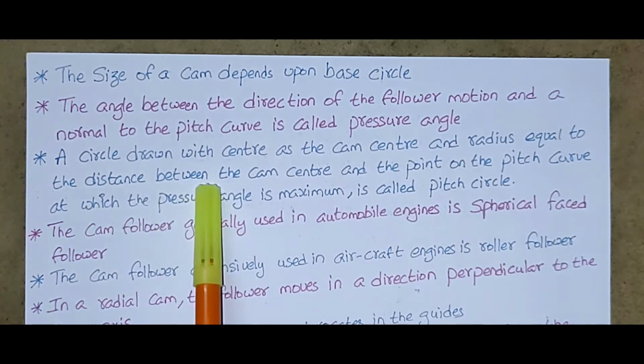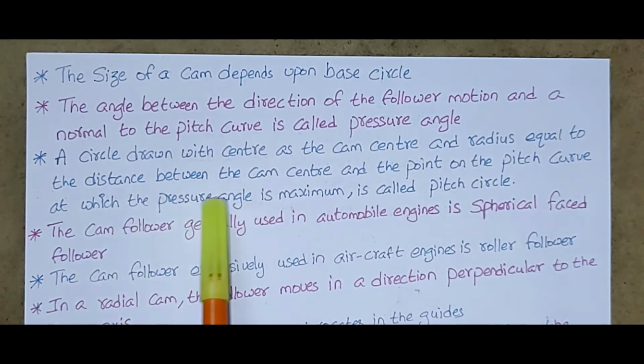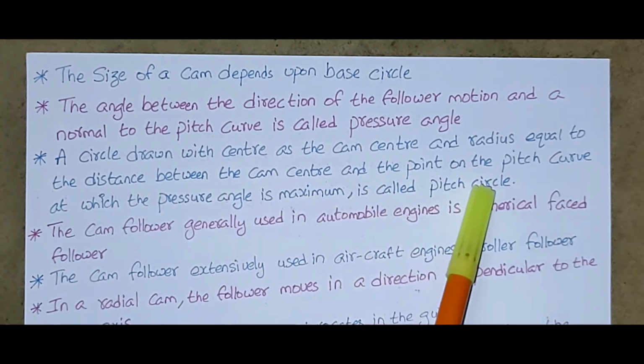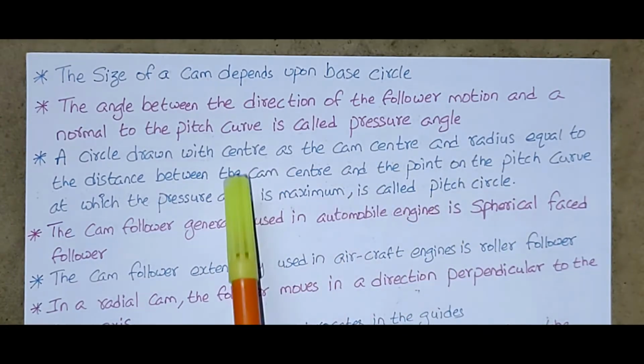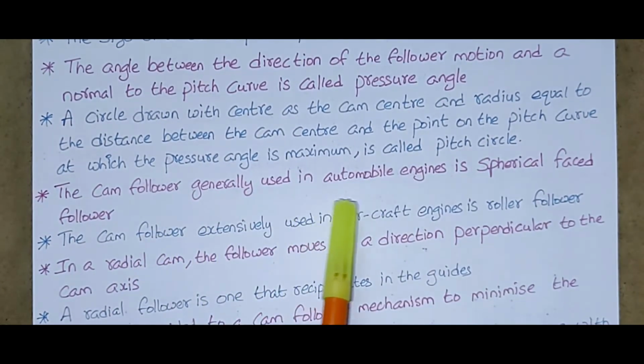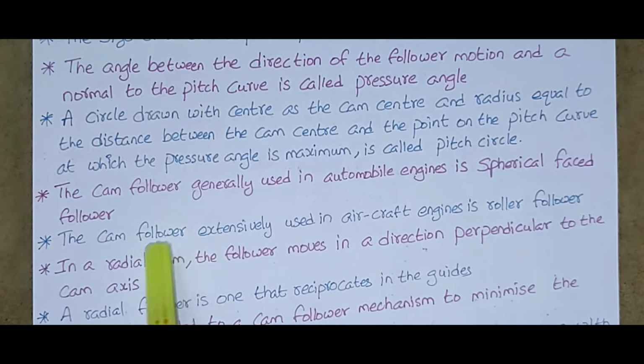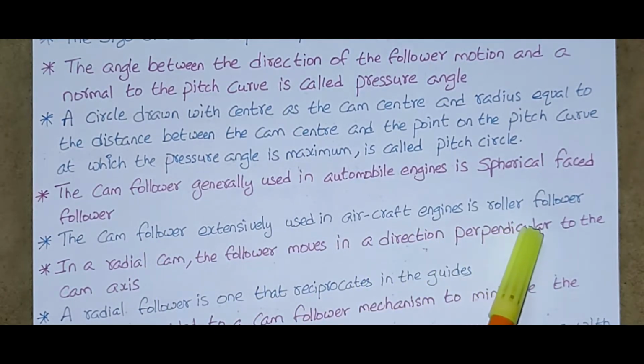A circle drawn with the cam center as center and radius equal to the distance between the cam center and the point on the pitch curve at which the pressure angle is maximum is called the pitch circle. So this is the entire explanation of a pitch circle. The cam follower generally used in automobile engines is the spherical faced follower. The cam follower extensively used in aircraft engines is the roller follower.